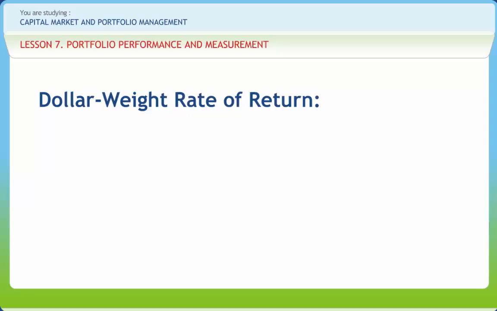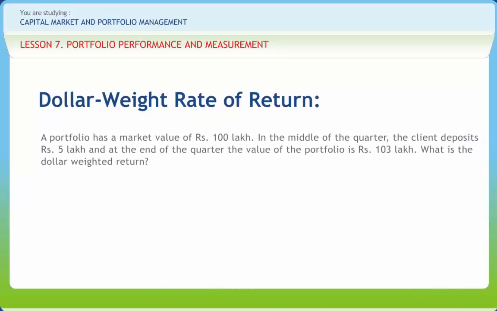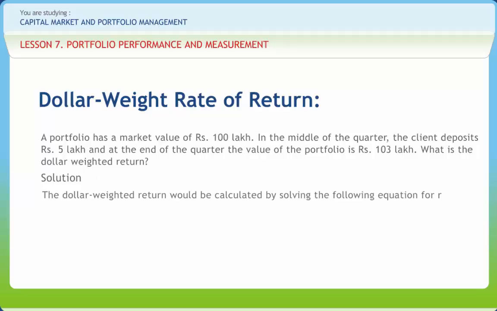Let us suppose a portfolio has a market value of rupees 100 lakh. In the middle of the quarter, the client deposits rupees 5 lakh, and at the end of the quarter, the value of the portfolio is rupees 103 lakh. What is the dollar-weighted return?